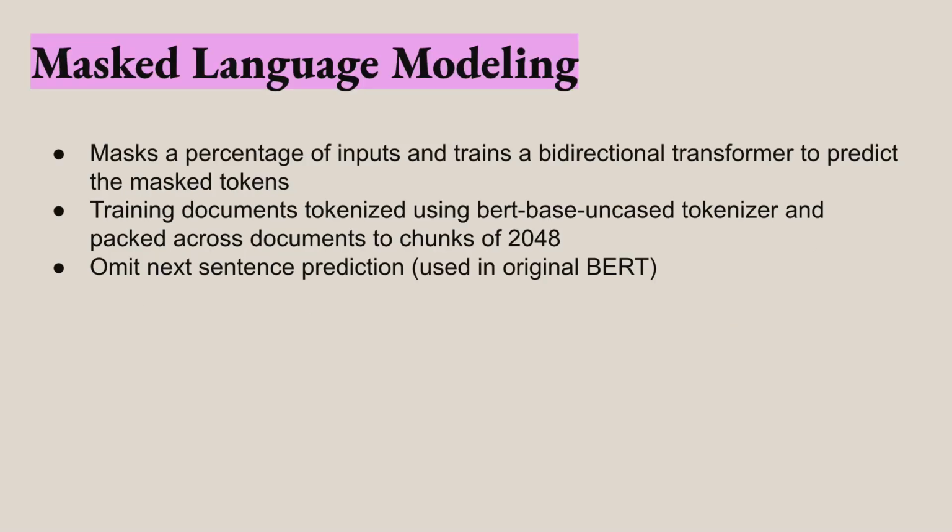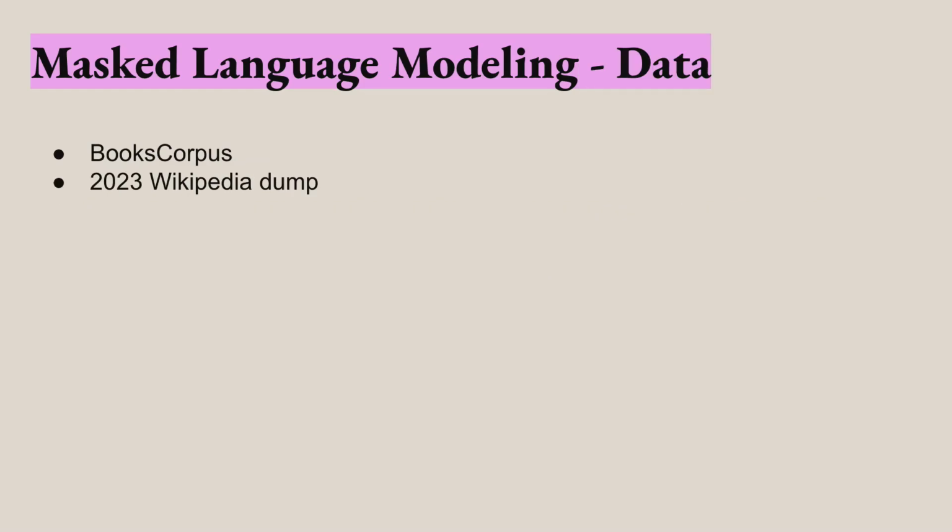So let's start with stage 1, masked language modeling. This is where they mask a percentage of inputs, and they train a bidirectional transformer to predict the masked tokens. They tokenize the training documents using BERT base uncased as their tokenizer, and they pack across documents to chunks of 2048 tokens. They deviate from the original BERT training method by omitting the next sentence prediction task. The 2 datasets they use for their first stage of training are Books Corpus and a 2023 Wikipedia dump.